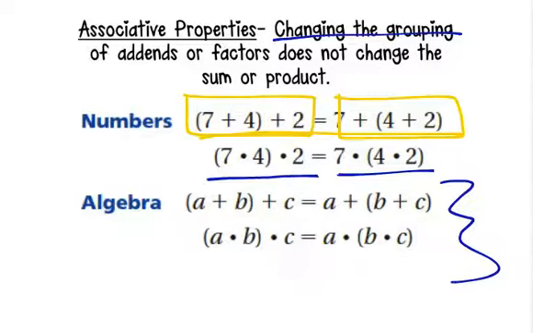So with commutative, the numbers move around. With associative, we just group them differently. We just use parentheses to group numbers, but they're in the same order. So that might be something you want to write beside associative property: the numbers are in the same order, it's just the grouping that was changed.